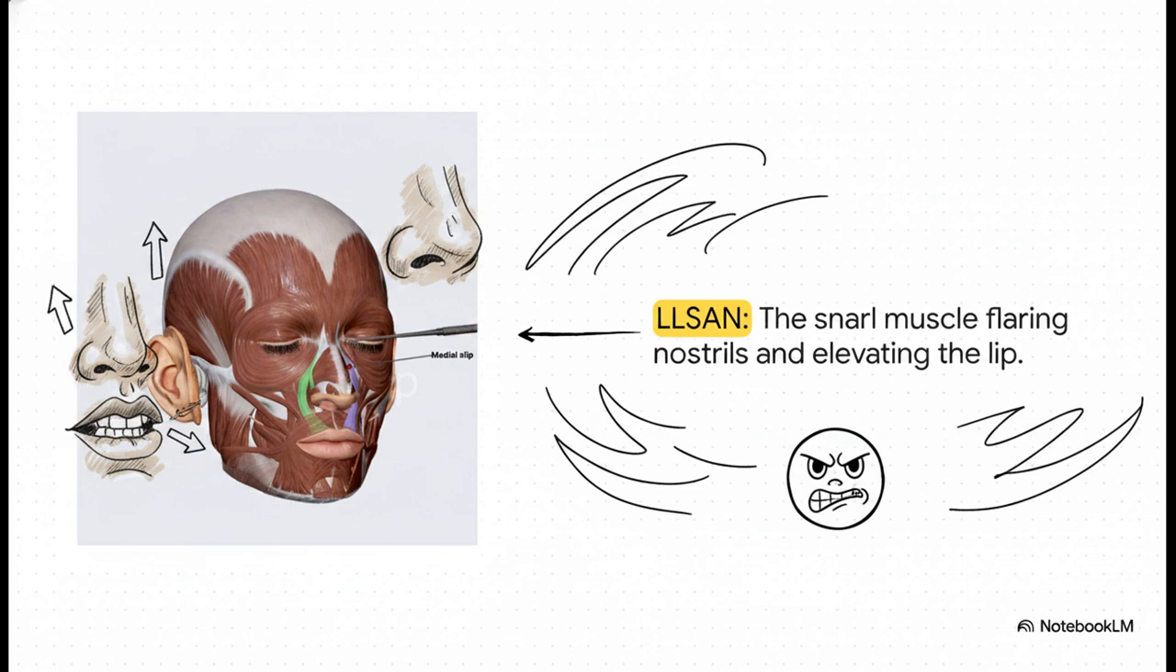It extends down from the side of the nose and splits into two parts. It simultaneously flares your nostrils and elevates your upper lip. We often call it the snarl or sneer muscle because, well, it's heavily involved when you're projecting disdain or disgust.